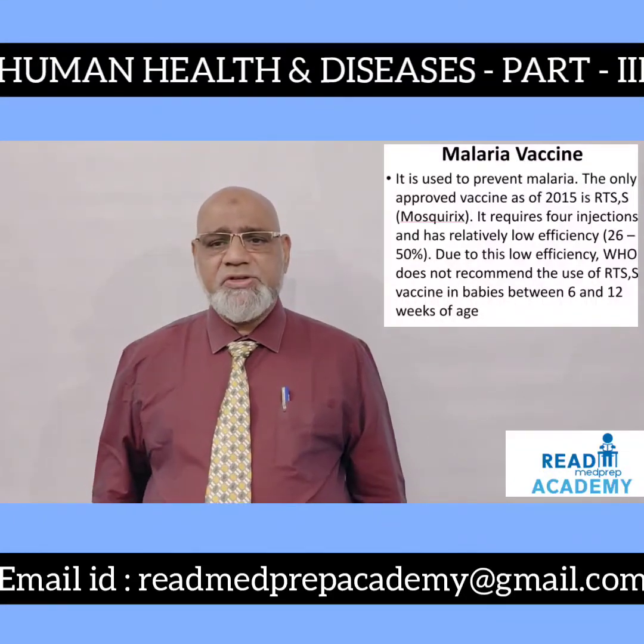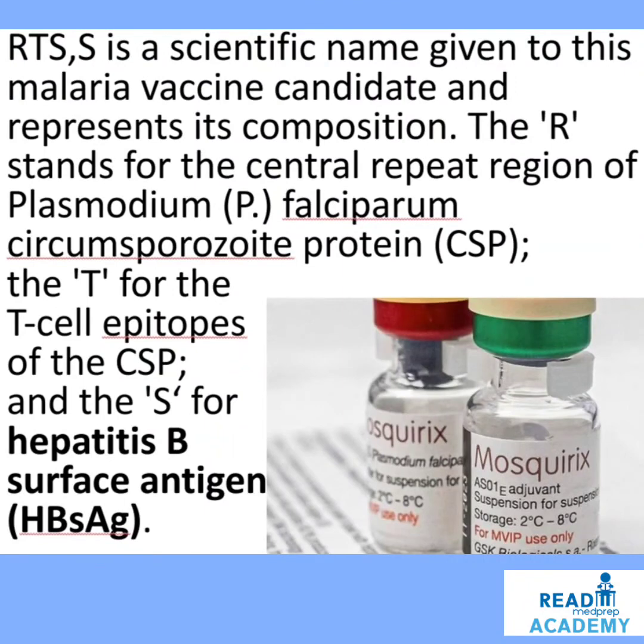weeks of age. RTS,S is a scientific name given to this malaria vaccine candidate and represents its composition. The R stands for the central repeat region of the Plasmodium falciparum circumsporozoite protein CSP, the T for the T cell epitopes of the CSP, and S for hepatitis B surface antigen HBsAg.